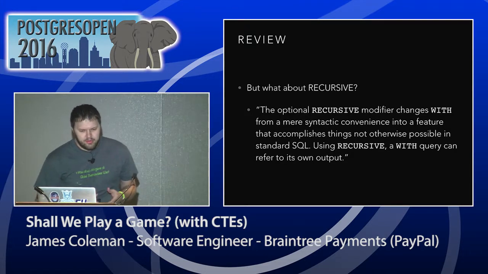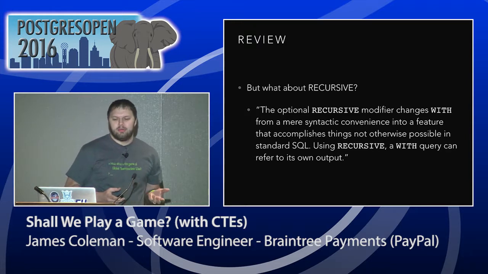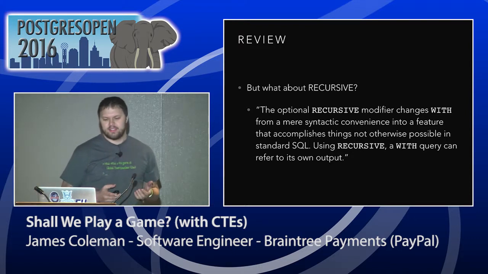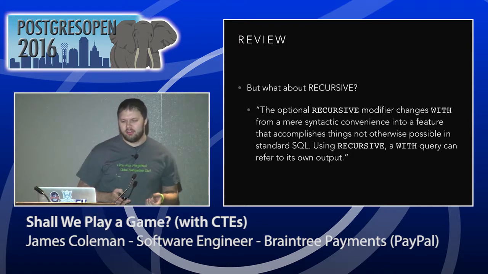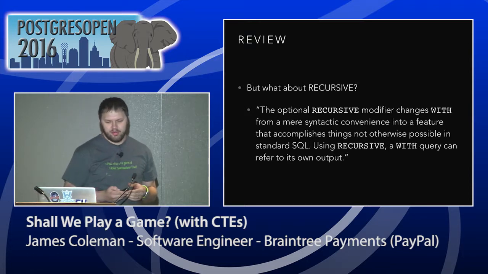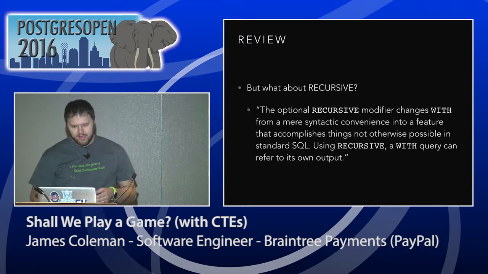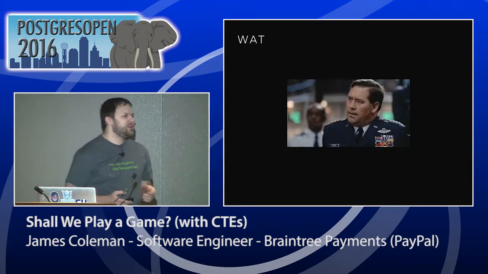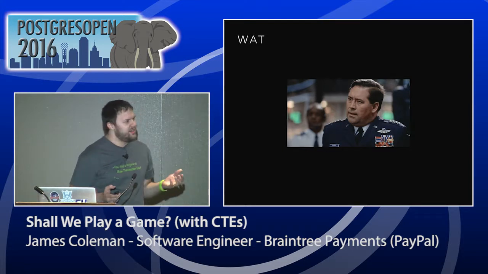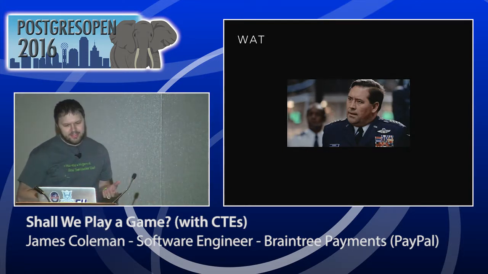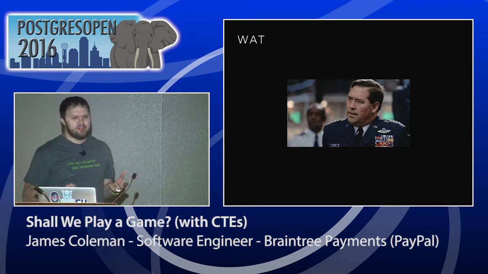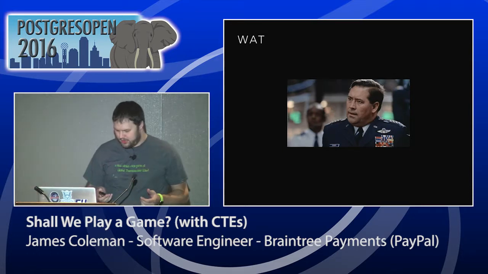So what about recursive? The docs say this: the optional keyword recursive modifier changes the keyword with from a mere syntactic convenience into a feature that accomplishes things not otherwise possible in standard SQL. Using the keyword recursive, a with query can refer to its own output. Now, if you're like me, you read this paragraph in the documentation and your first thought is, what? This blurb is not overwhelmingly helpful. It's technically accurate, but it doesn't really tell me why I would use this or how to use it.